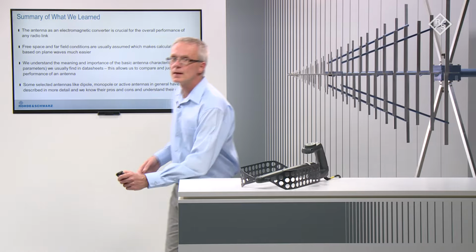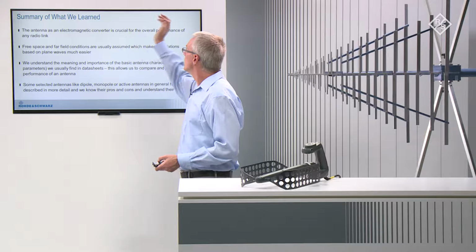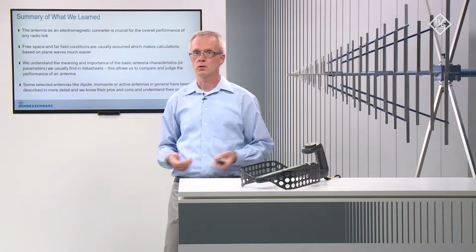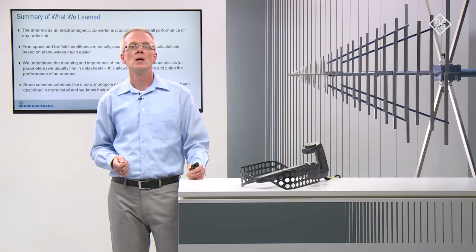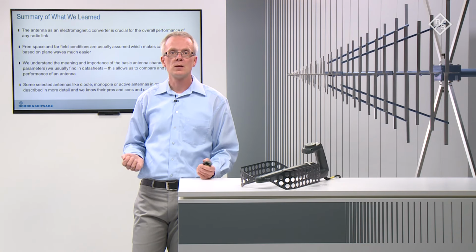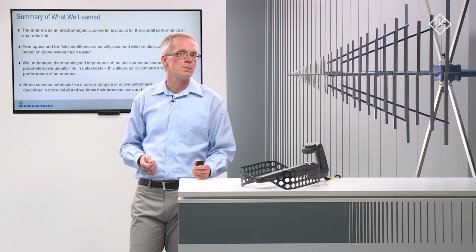The antenna as an electromagnetic converter is crucial for the overall performance of any radio link. The strongest transmitter is useless if the transmit antenna performance is poor, and the most sensitive receiver cannot help if the receiving antenna performance is limited.